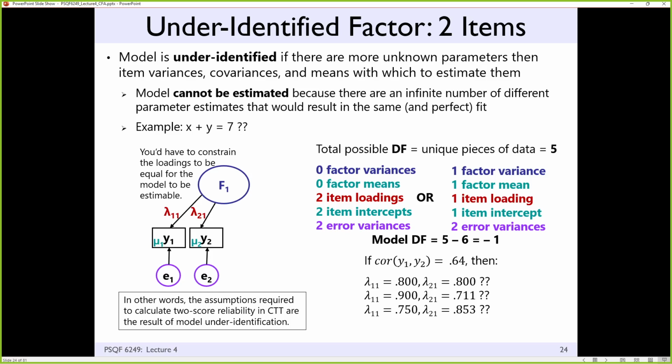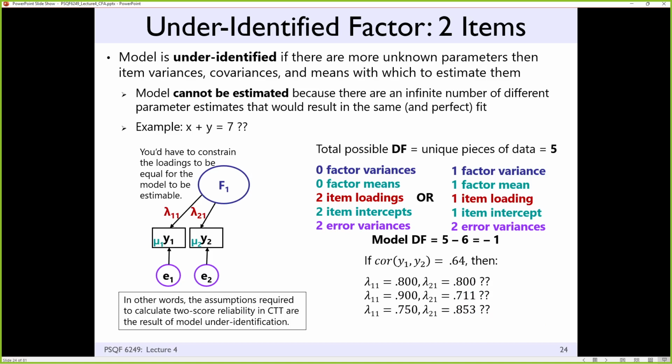1 and 6, 5 and 2, 3 and 4, 3.5 and 3.5. Right, there's an infinite number of solutions that'll work because you don't have enough information to solve the puzzle. So same way here. If the correlation between these two is 0.64, then here's all the things the loadings could be to make that work. So not identified means not solvable, do not pass go, it's not going to work.